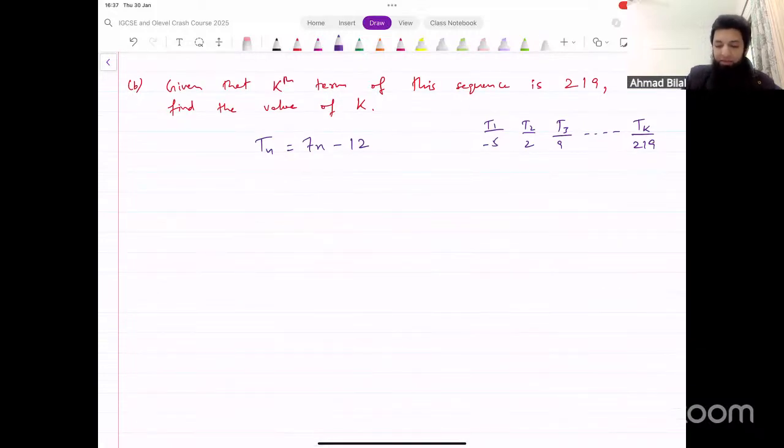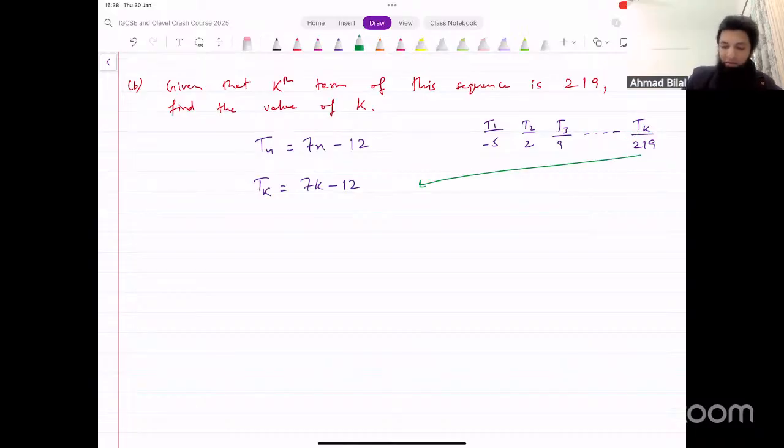So what we can say is, if the nth term is 7n minus 12, what about the kth term? That should be equal to 7k minus 12, right? That's the value of the kth term, 7k minus 12. Now, do we know what the kth term is? We know the value, that's 219. We can just put that in this equation, and we get 219 equal to 7k minus 12, and that gives us 231 equal to 7k. We can find the value of k from this.